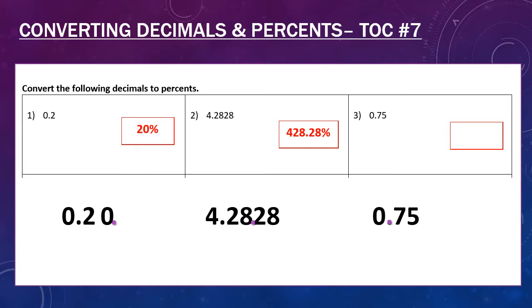Example number 3. I'm going to multiply 75 hundredths times 100 and move my decimal 2 places. It jumps the 7, jumps the 5, and I get 75%, and I don't need that decimal point anymore.